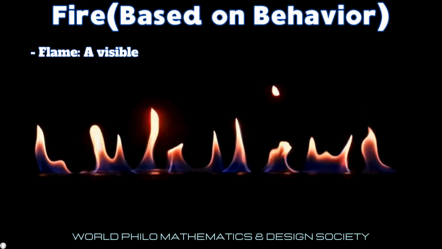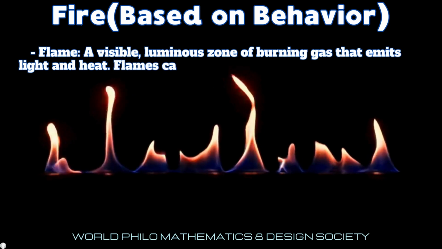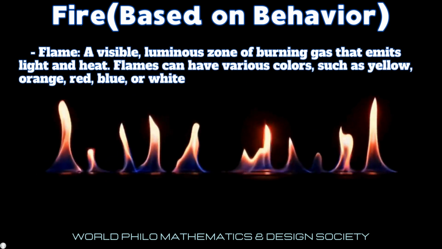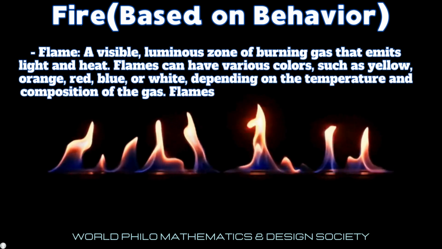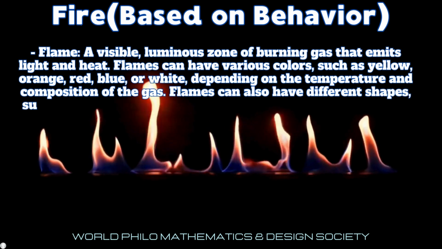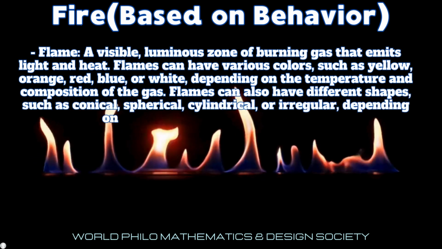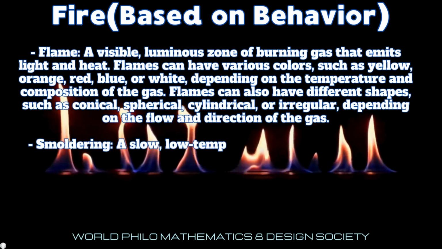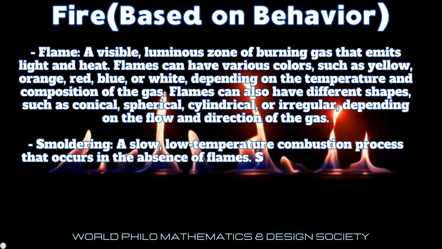So, fire based on behavior: flame. A flame is a luminous zone of burning gas that emits light and heat. Flames can have various colors such as yellow, orange, red, blue, or white depending on the temperature and composition of the gas. Flames can have different shapes such as conical, spherical, cylindrical, or irregular depending on the flow and direction of the gas. Then smoldering, a slow, low-temperature combustion process that occurs in the absence of flames.